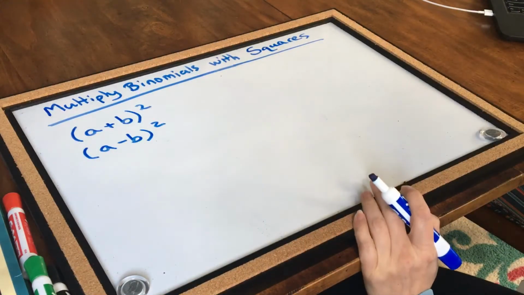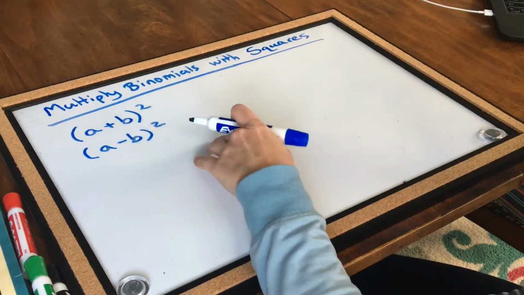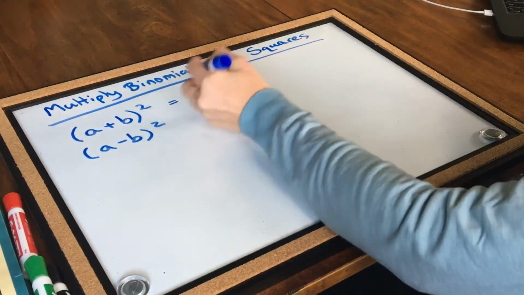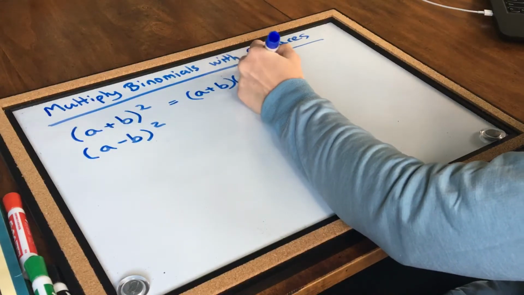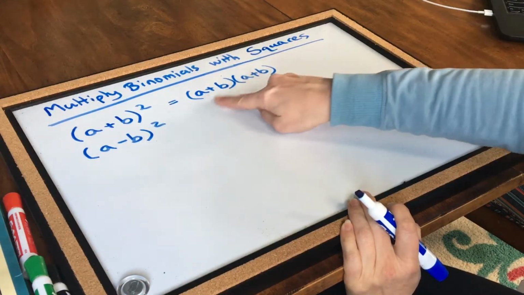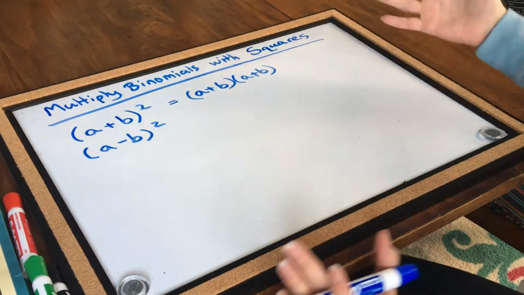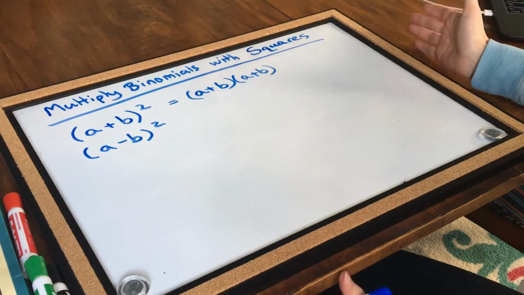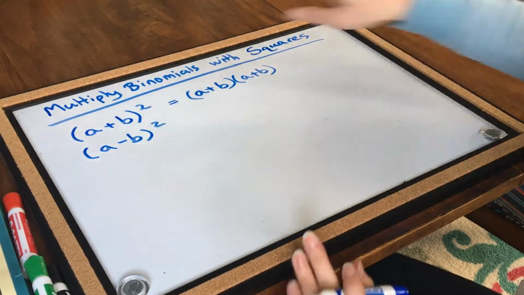Here's the thing. What I could do is write one of these out the long way. So, for example, a plus b squared just equals a plus b times a plus b. That's what it means. It means that we're just taking whatever's in this binomial and multiplying it by itself. I could write it out the long way, I could do FOIL, and it would give me the same answer. However, there's actually a nifty trick, a formula that will allow us to do this much quicker.